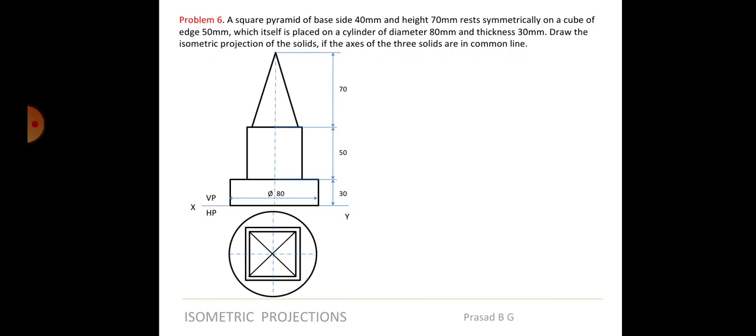If you observe here carefully, this axis should be common for all. That's what I meant. So you cannot place the cube here on the side, and you cannot place the pyramid somewhere here. So the center for the cylinder, the center for the cube, and the center for the pyramid should be the same. It's the same line. Got it? So it's centrally placed.